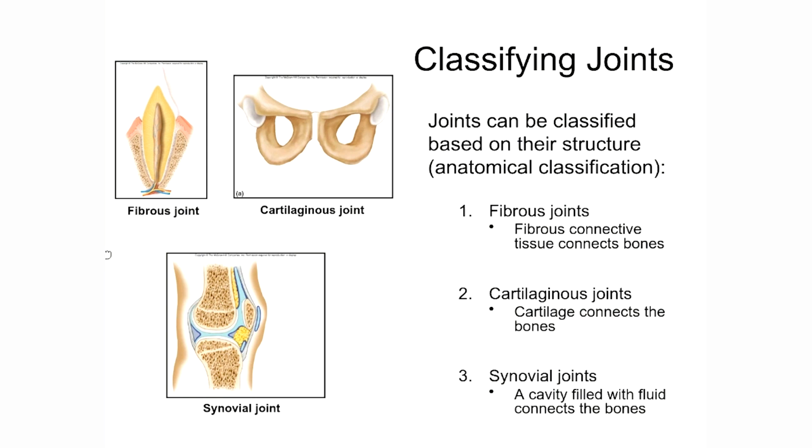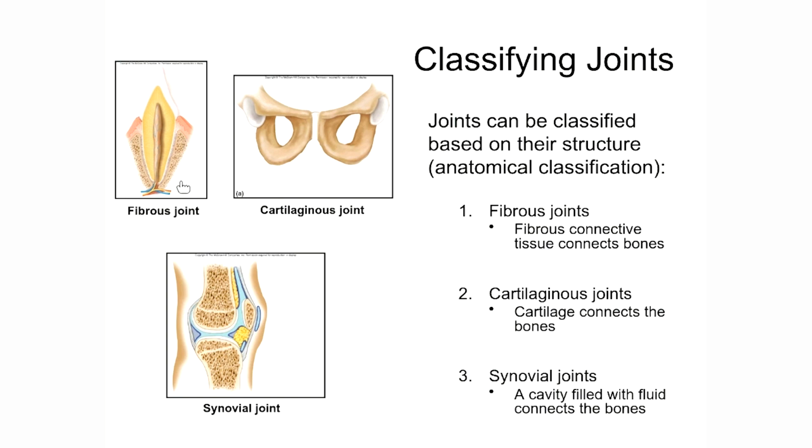When we classify articulations based on the way that they're put together, they fall into three different categories. So if you look at this first picture here, this is actually a representation of a tooth. And here are the gums, and that tooth is sitting in a cavity in the jawbone. And where the tooth and the gums and the bone come together, we have what's known as a fibrous joint.